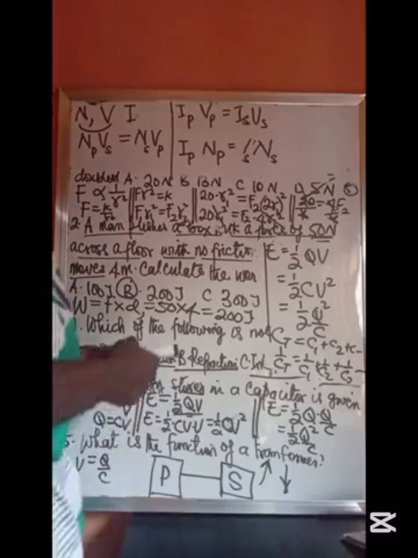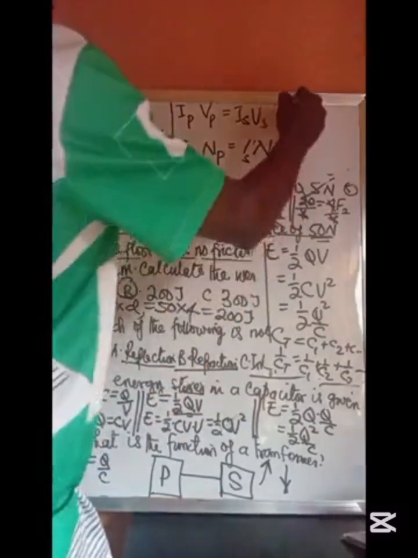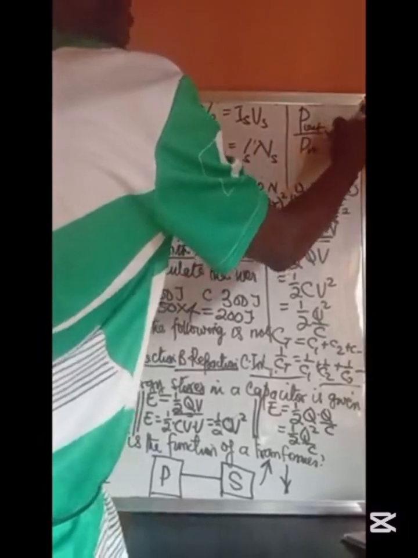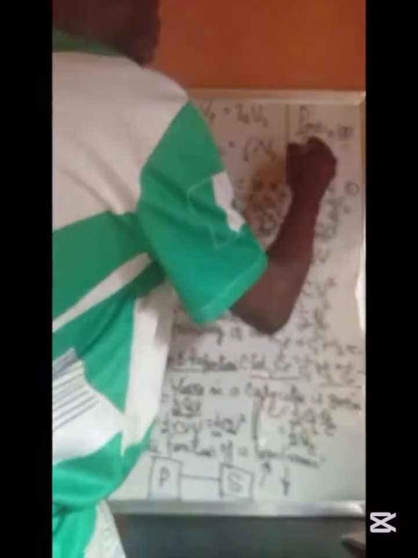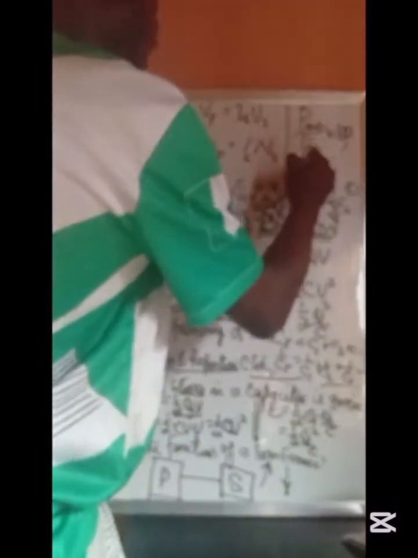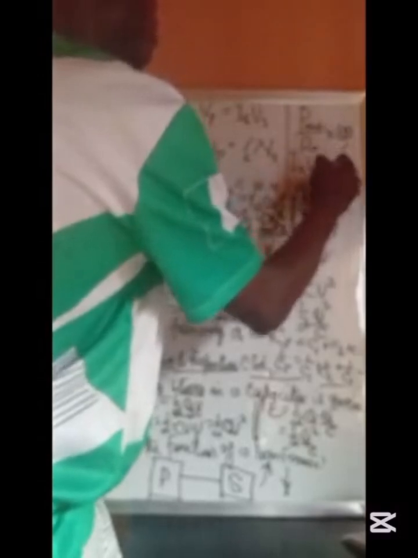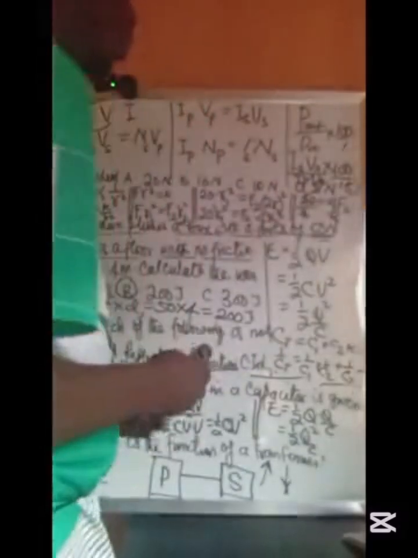And then don't forget, for a transformer, the efficiency is given by power output over power input times 100 over 1. The power output is power in the secondary, which is I in secondary times V in secondary, all over I in primary times V in primary, times 100 over 1.